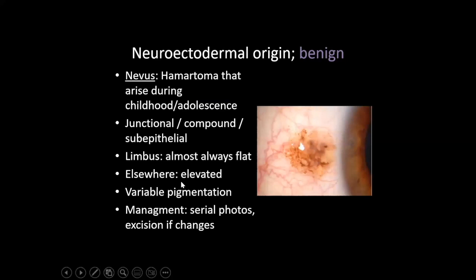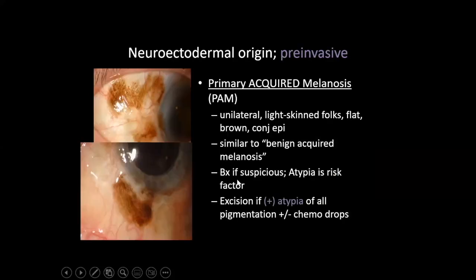Then we have nevus. Nevus is a hamartoma. We have the junctional type, the compound, and then the subepithelial type. Nevi are usually flat. Then we have the pre-invasive type, which is PAM. PAM tends to be lateral. It occurs in light skin folds, flat, brown conjunctival epithelium. It is quite similar to benign acquired melanosis. Then you biopsy if it is suspicious.